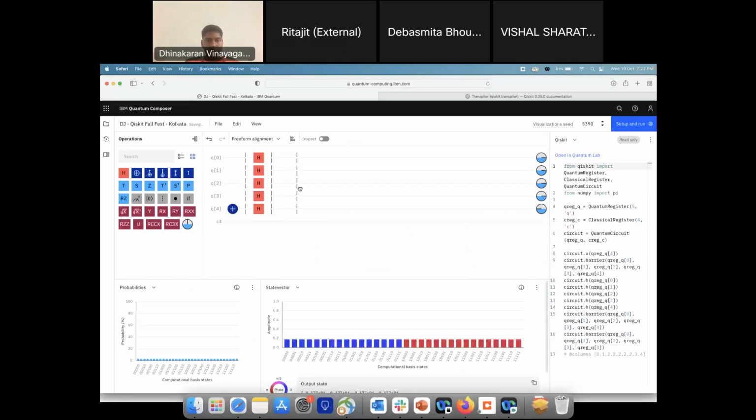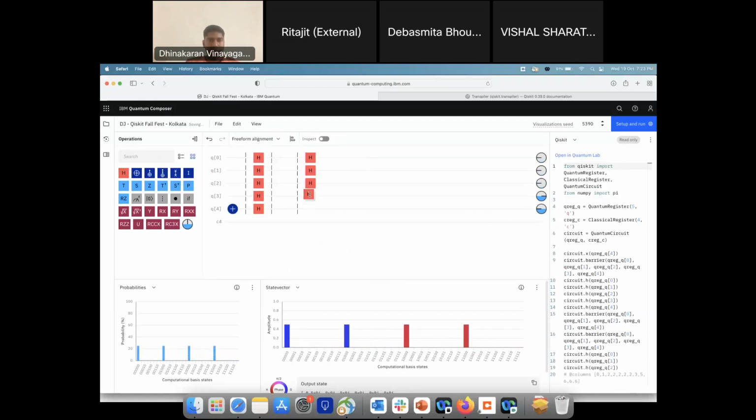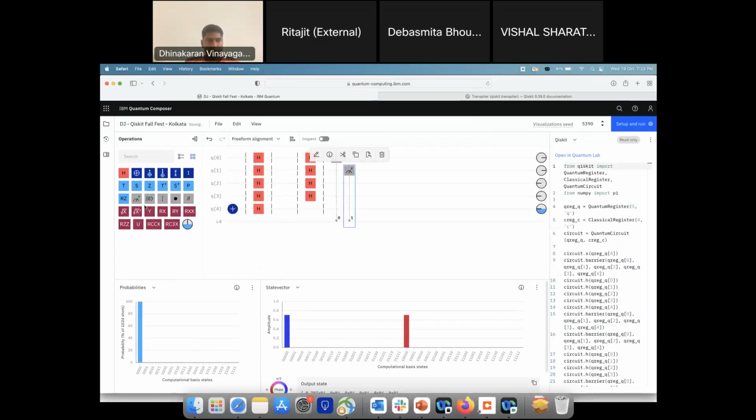I'm not applying anything where the oracle is supposed to be. And then the next step is I apply the Hadamard on the data qubits, and then just measure the first 4, I mean, all data qubits.